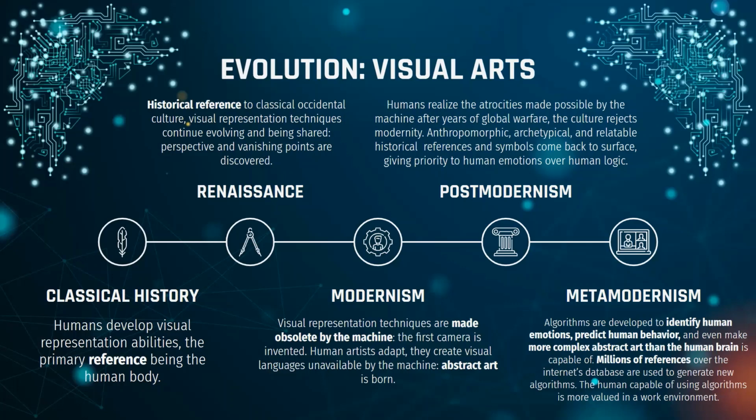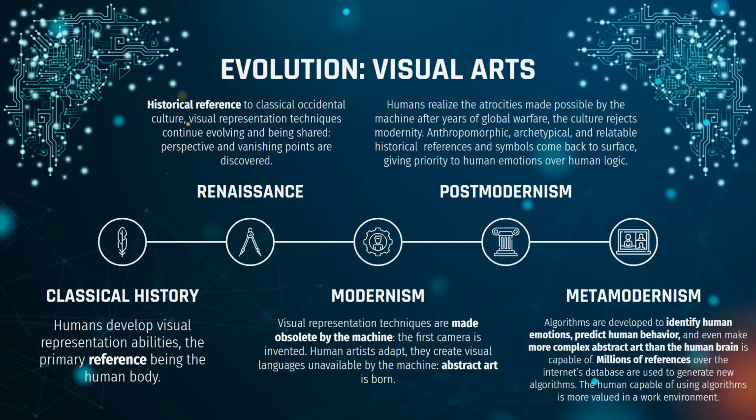And so in postmodernism, humans realize the major atrocities made possible by the machine after years of global warfare, and the culture rejects modernity. And we go back to anthropomorphic, archetypical, and relatable historical reference. Again, a reference. And symbols come back to the surface, giving priority to human emotions over human logic.